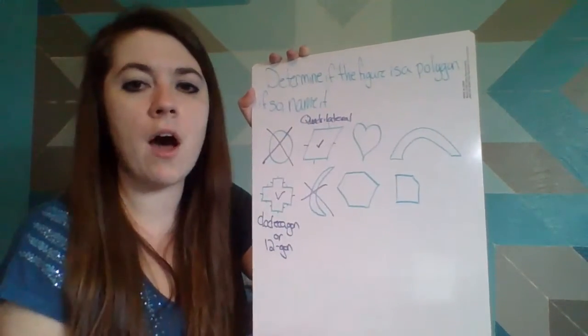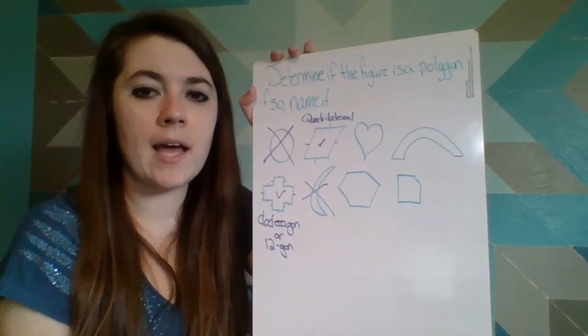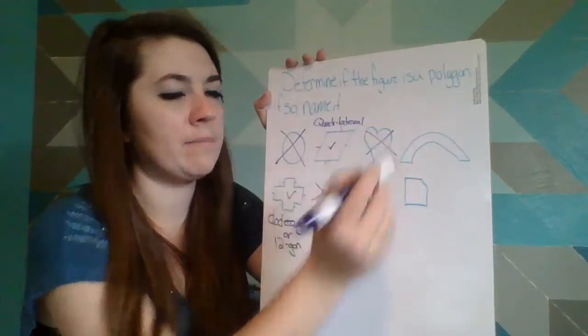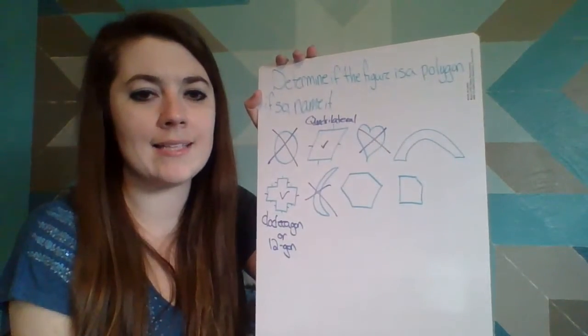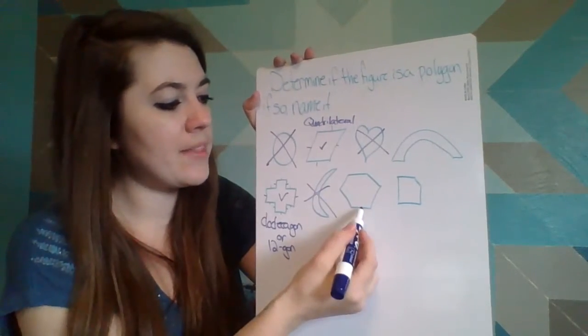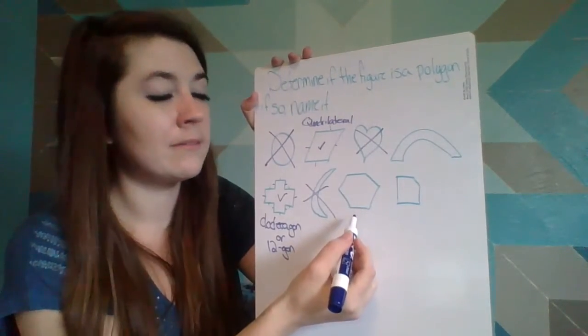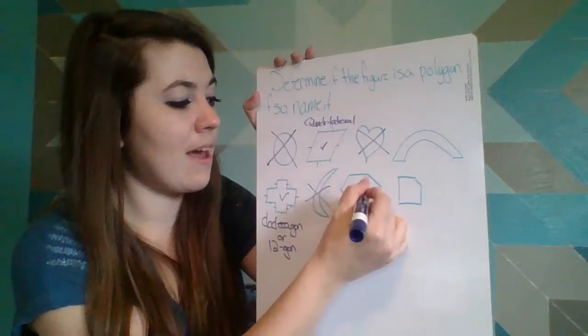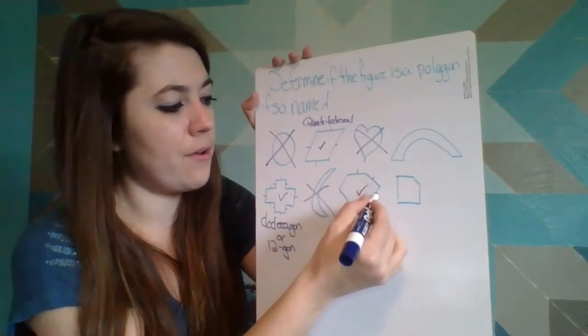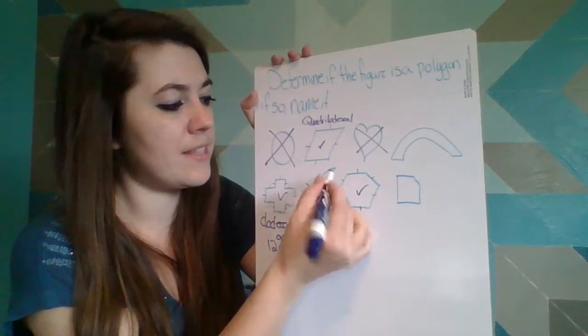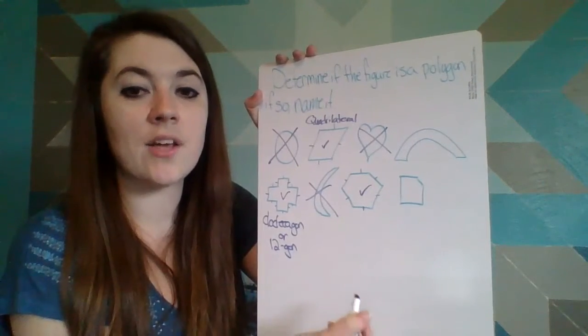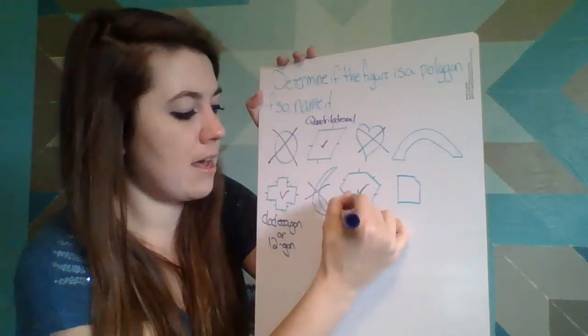Excellent. What about the heart? Is it a polygon? Nope. Heart has curved sides. It's not a polygon. What about this one down here? Is it a polygon? Yeah, it's a polygon. We have 1, 2, 3, 4, 5, 6. A six-sided polygon is called a hexagon.